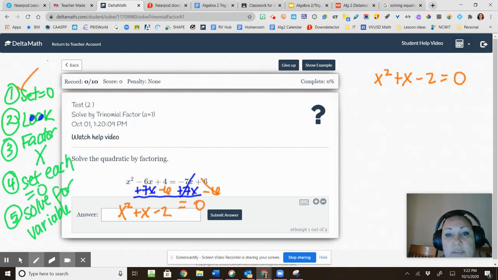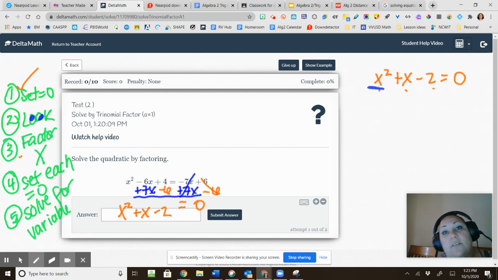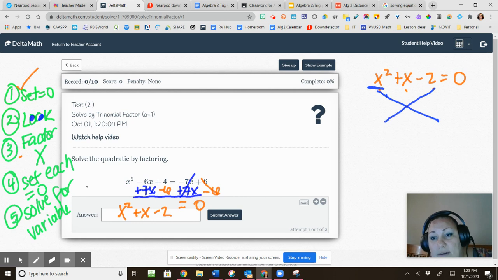The second step is to look. Is there something that each term has in common that I can maybe factor out? No. All right, then the third step is to factor using the x method. The x method only works when it's just x squared and there's nothing else in front of it. It's just a 1. When you do the x, I usually like to draw the x right underneath it.